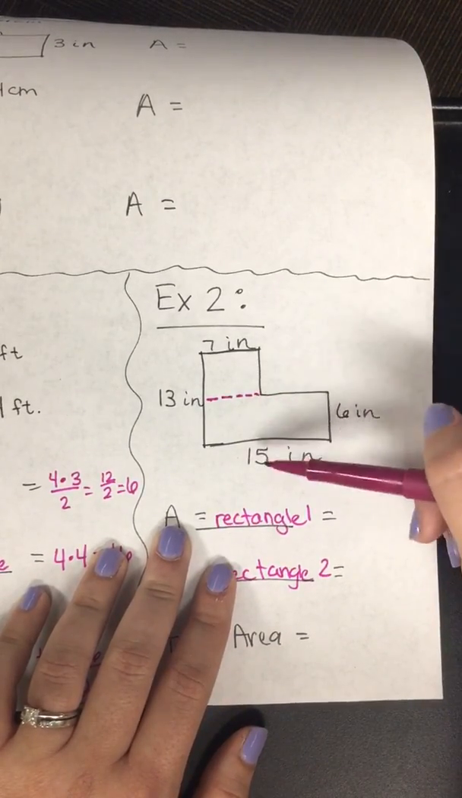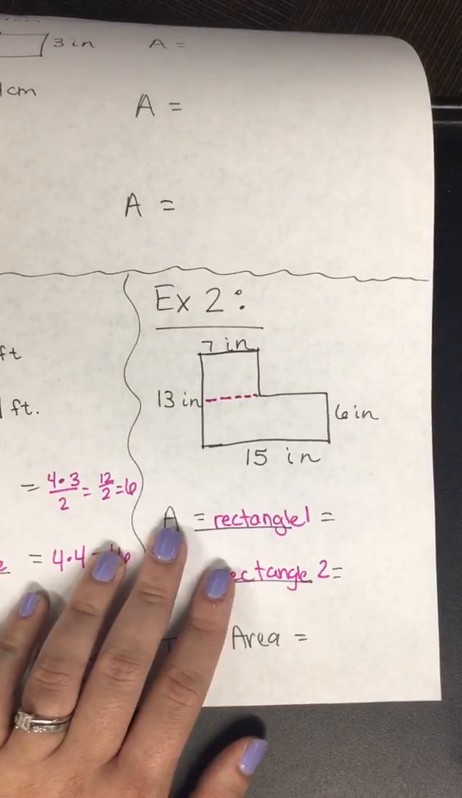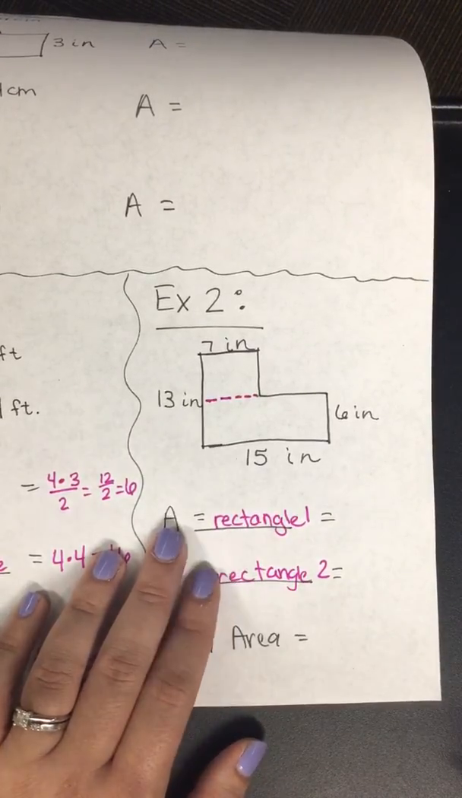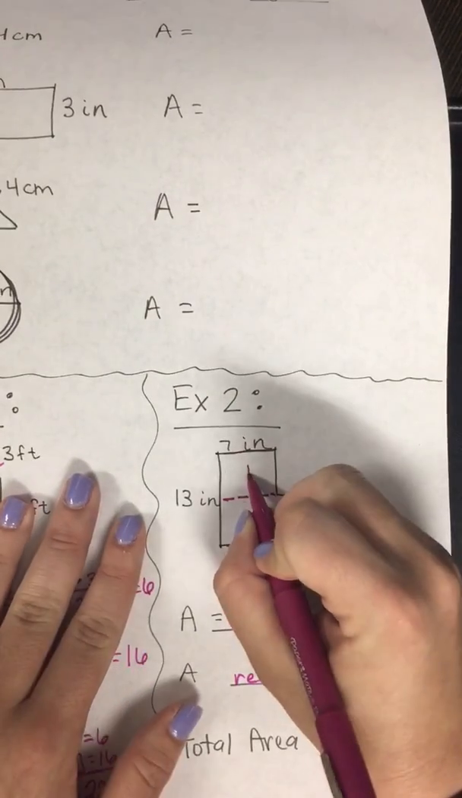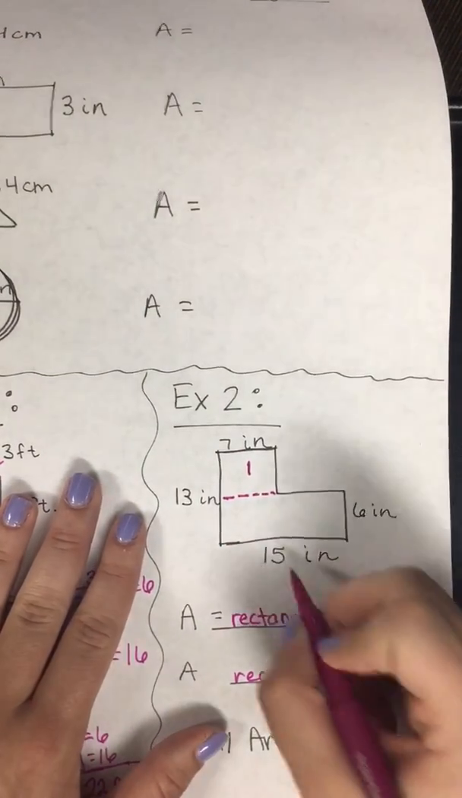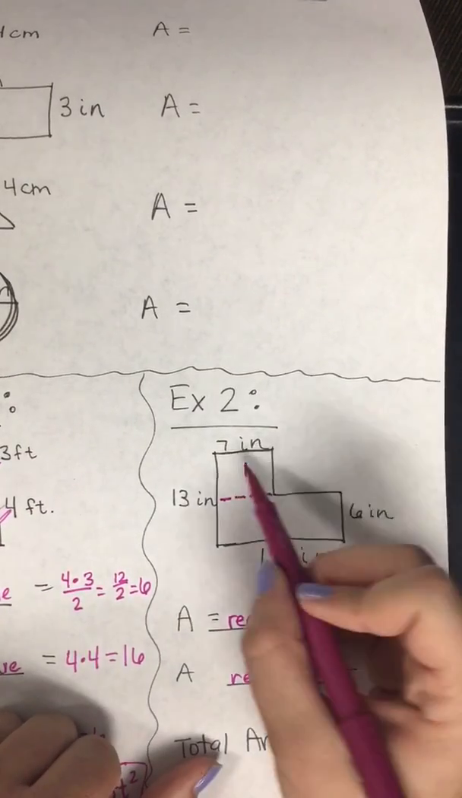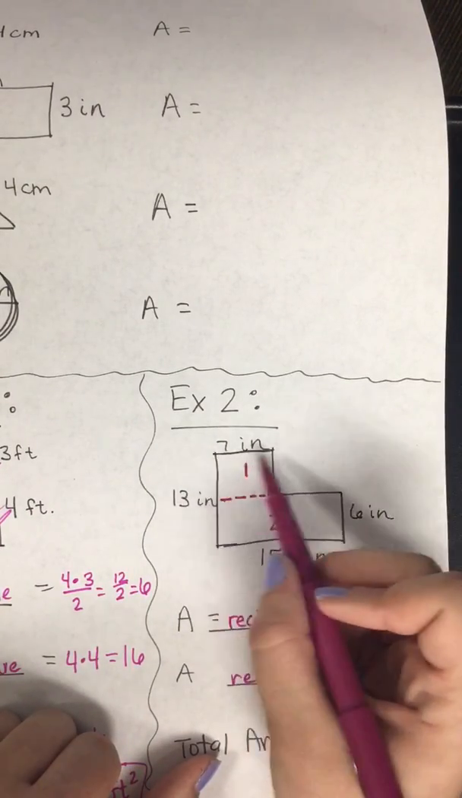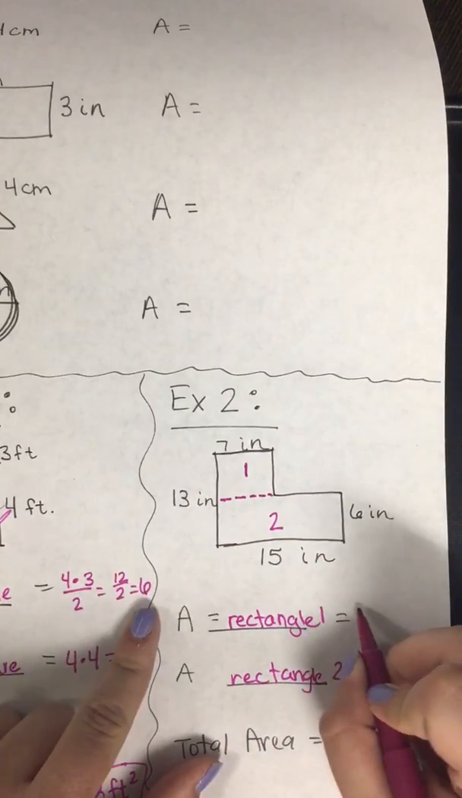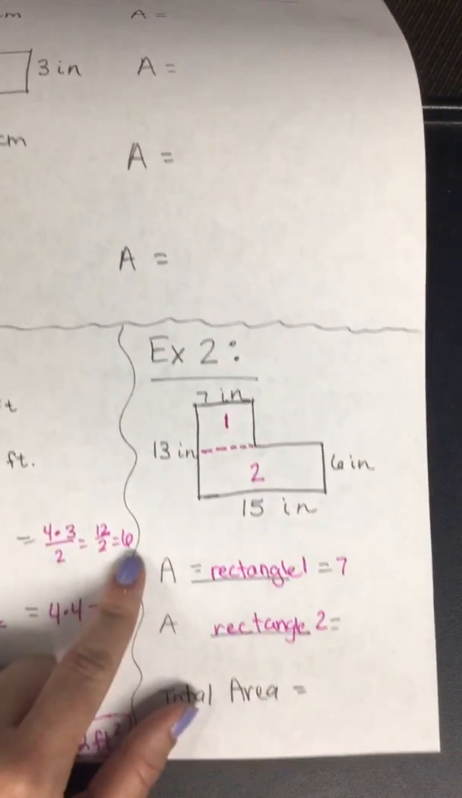Yeah, but it looks like it's a square. It might be a square, but we can't assume it's a square until we know the measurements. Okay? All right, so let's say this is rectangle 1 and this is rectangle 2. We know that one of the measurements of rectangle 1 is 7 inches. That is labeled for us. So I'm going to put a 7 down there.